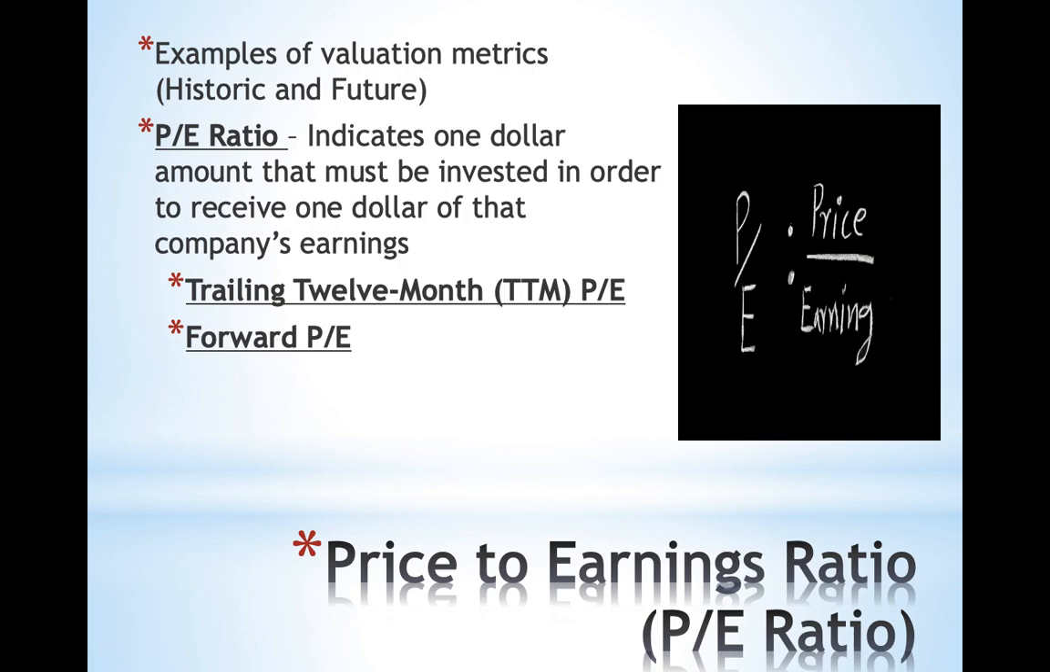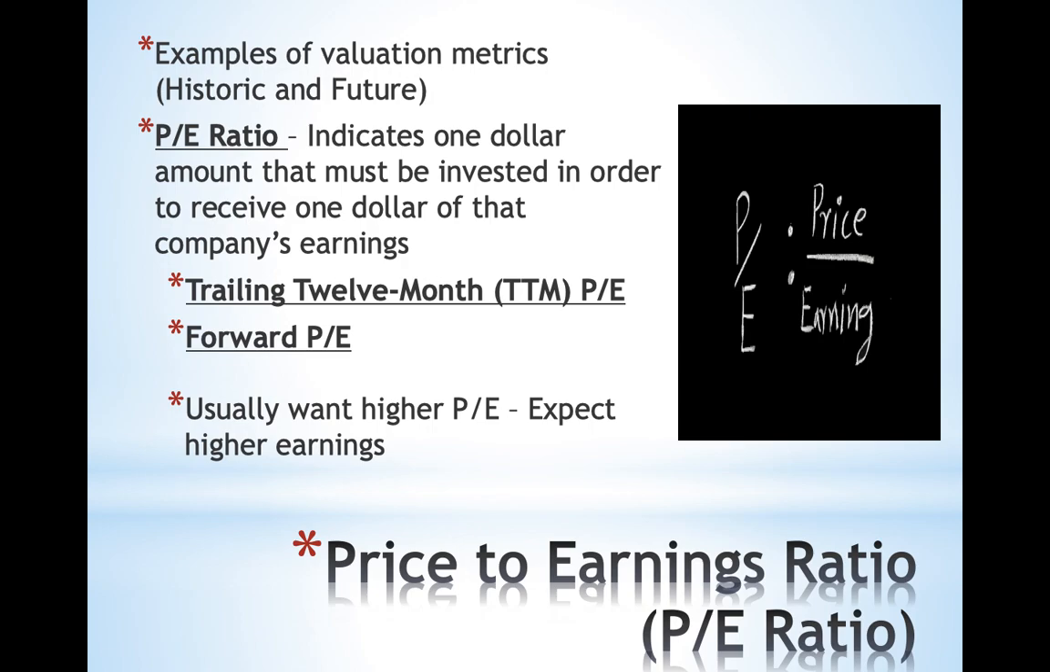So if I were to invest $1 in a company, how much would their earnings have to be to get my money back? Now, you can look at this in the past, as I said, the TTM. You can also look at a forward P/E ratio, which is a projection of how it's going to be in the future. And so basically what you want to look at is you want a higher P/E ratio, and you can't ultimately just have one number. You have to use these as comparisons.